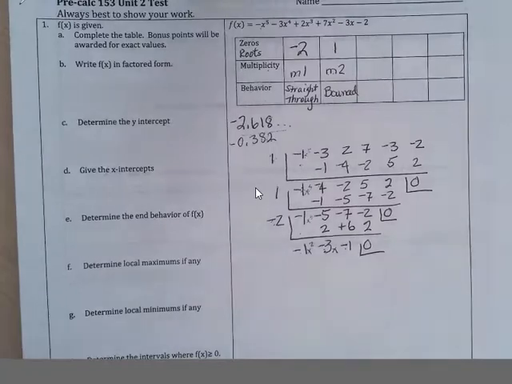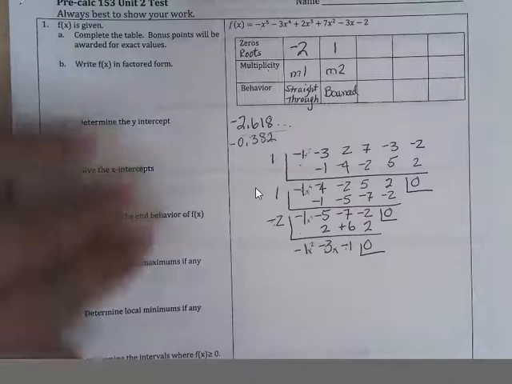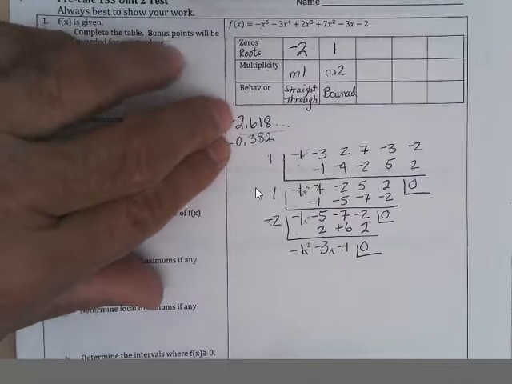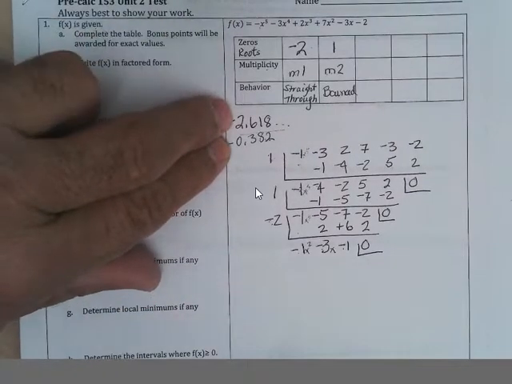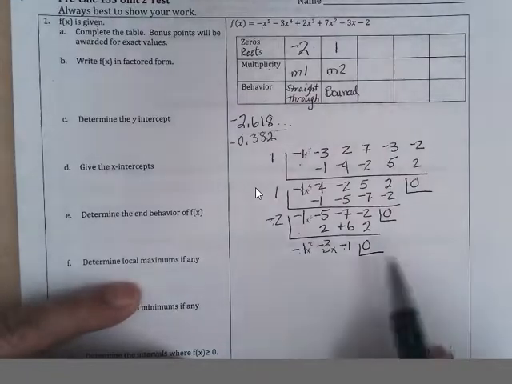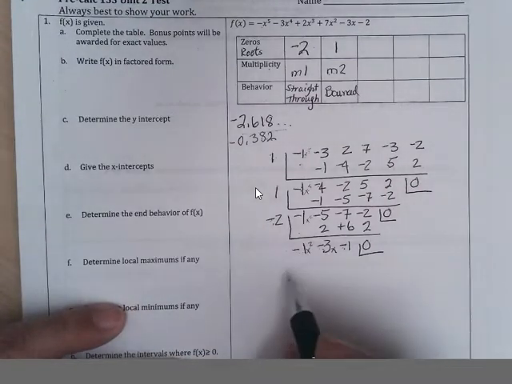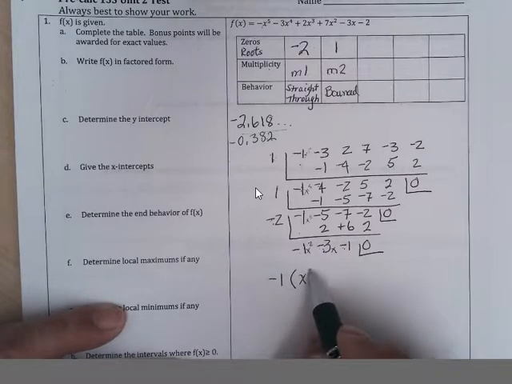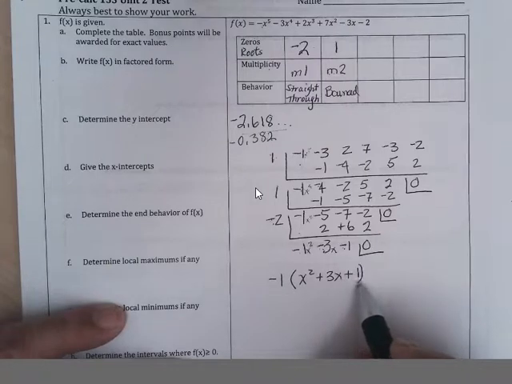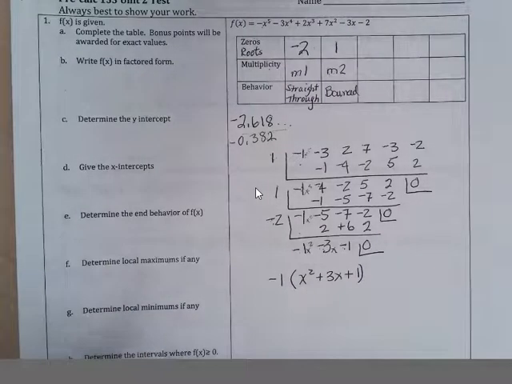Now I have a quadratic, and I can use the quadratic formula to get these two decimal approximations in exact form. Now before I do it, I notice that each one of these has a minus, so I'm going to factor out a minus 1, and then it would be x squared plus 3x plus 1. If I had a 2 in all of them, I'd factor out a 2. If there's something to factor out, let's make it easier on ourselves.